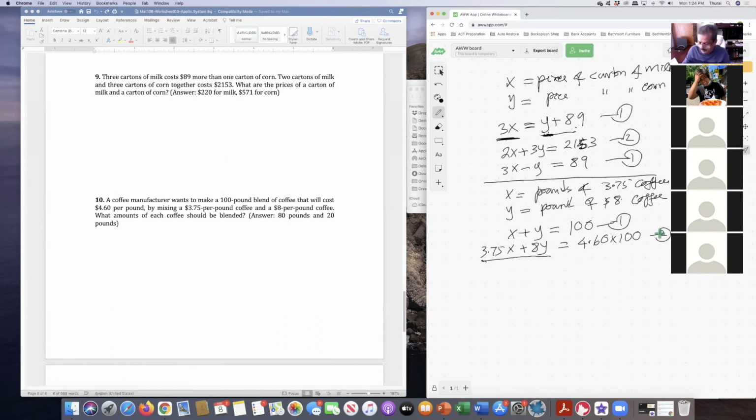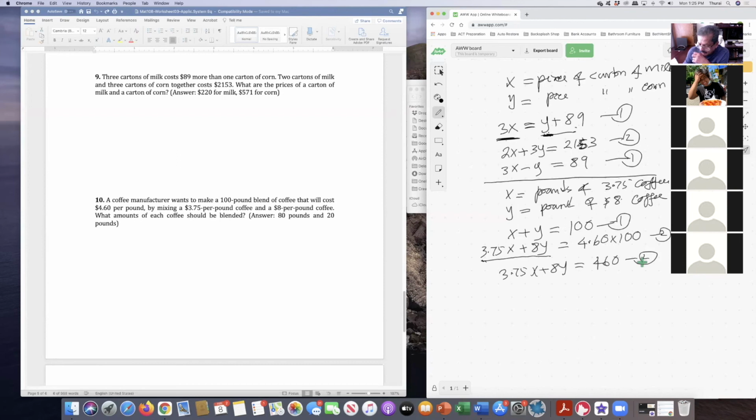Well, I can rewrite the second equation as 3.75x plus 8y equals 460, since 4.60 times 100 is 460. Now you can solve them by elimination. If you want to eliminate the fraction, you can multiply by 100. That will make the numbers huge, but you can keep the numbers this way because only one number is fractional. I would keep the numbers this way and use the elimination method and eliminate y.